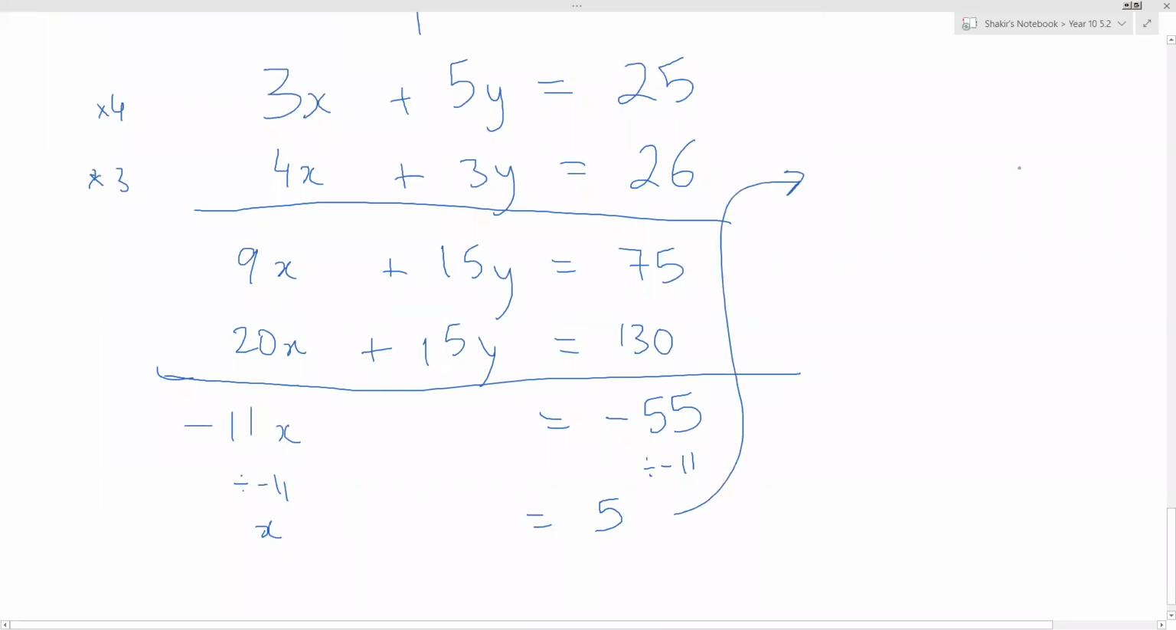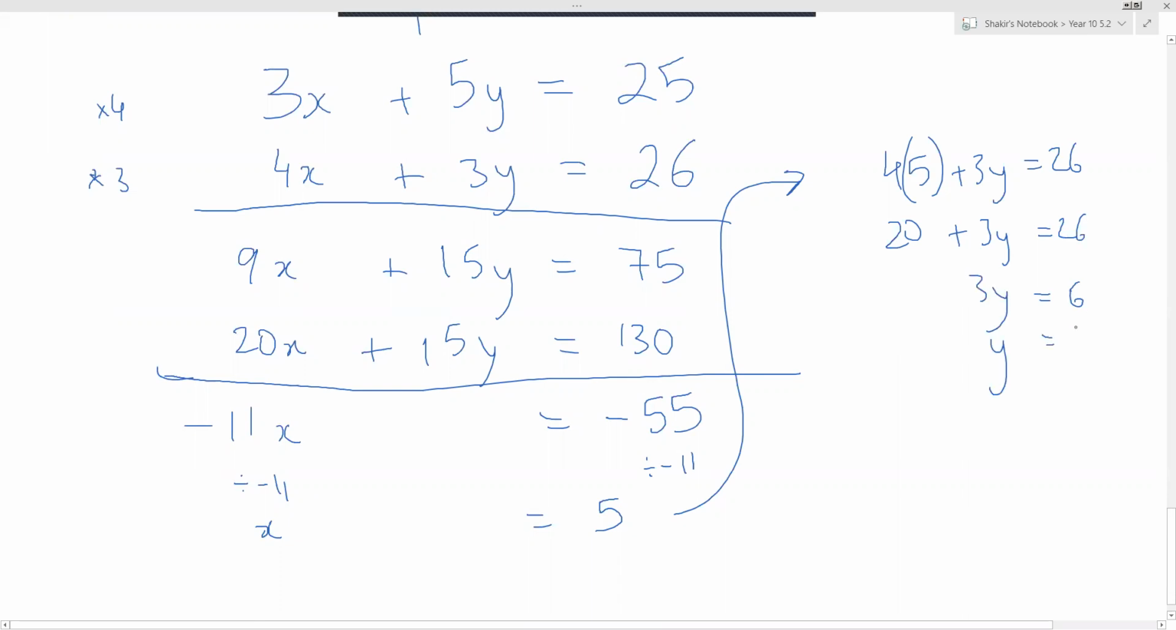Let's choose the second one this time. Why not? 4 times x, and we found out x is 5, so I'm going to sub in 5 for it. Plus 3y equals 26. So 20 plus 3y equals 26. And then you have 6 on this side because you subtract 20 on both sides. You divide both sides by 3, and you end up with y equals 2. Those are my two answers.